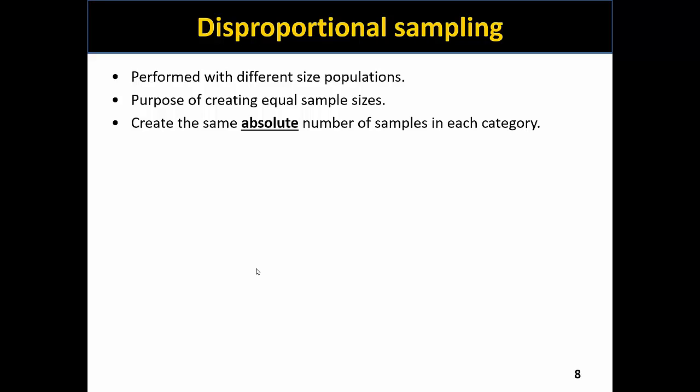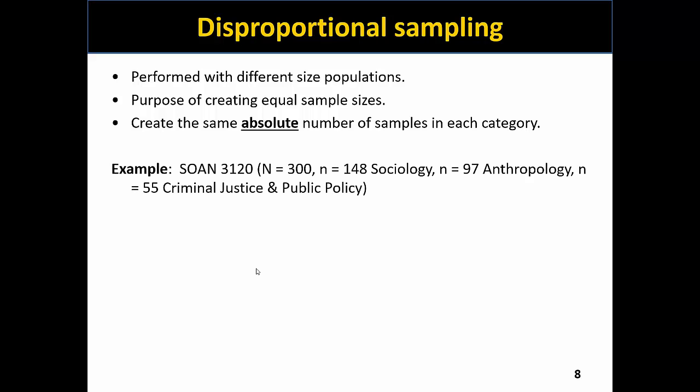So let's go back to our same example. We have 300 students in the course with the same numbers as we saw in the previous example. Now, the goal here is to create a sample to put a total of 30 students in each group. And so we select 30 students from sociology, 30 students from anthropology, 30 students from criminal justice and public policy.